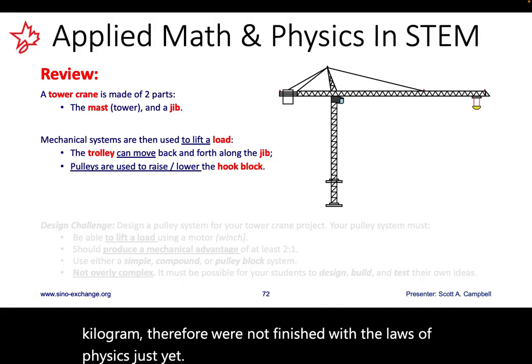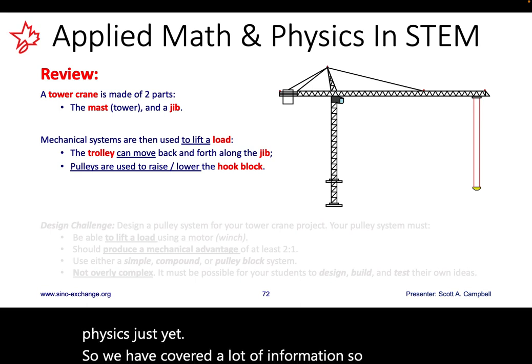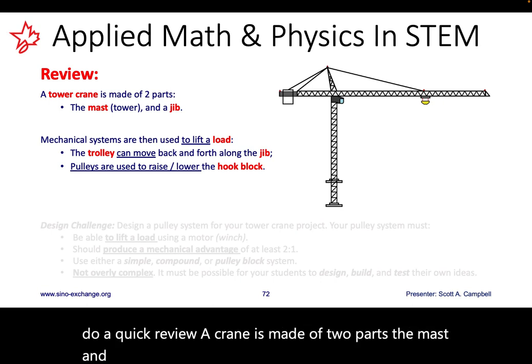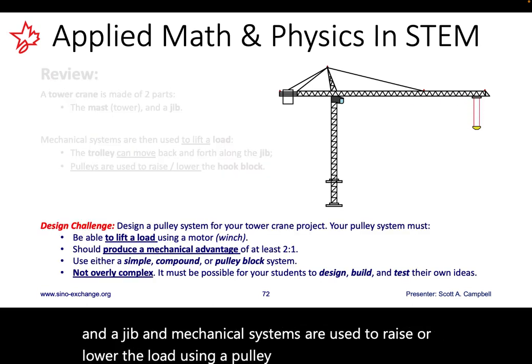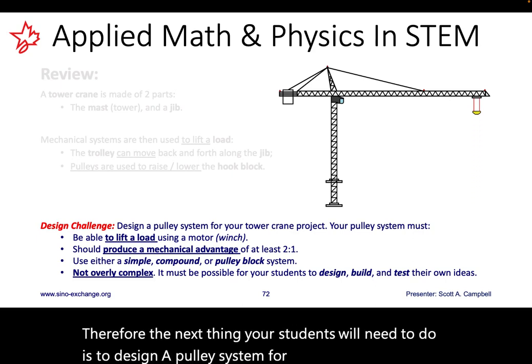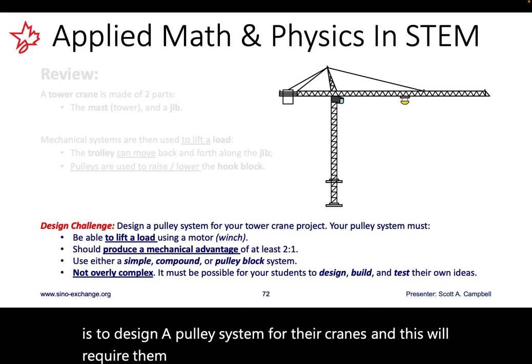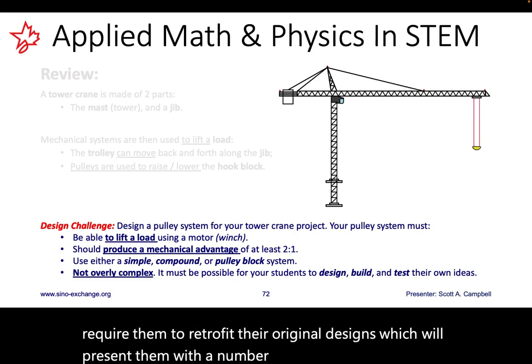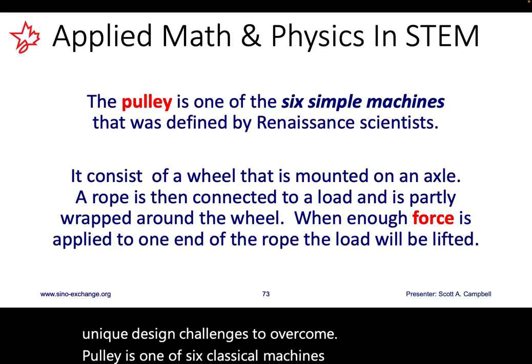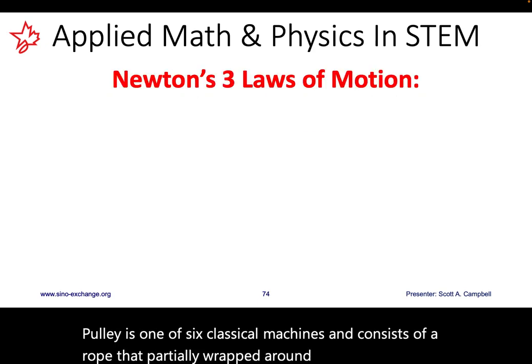So we've covered a lot of information so far, so let's do a quick review. A crane is made of 2 parts, the mast and a jib, and mechanical systems are used to raise or lower the load using a pulley system. Therefore, the next thing your students will need to do is to design a pulley system for their cranes, and this will require them to retrofit their original designs, which will present them with a series of unique design challenges to overcome. Now, a pulley is one of 6 classical machines and consists of a rope that's partially wrapped around a wheel to lift a load.